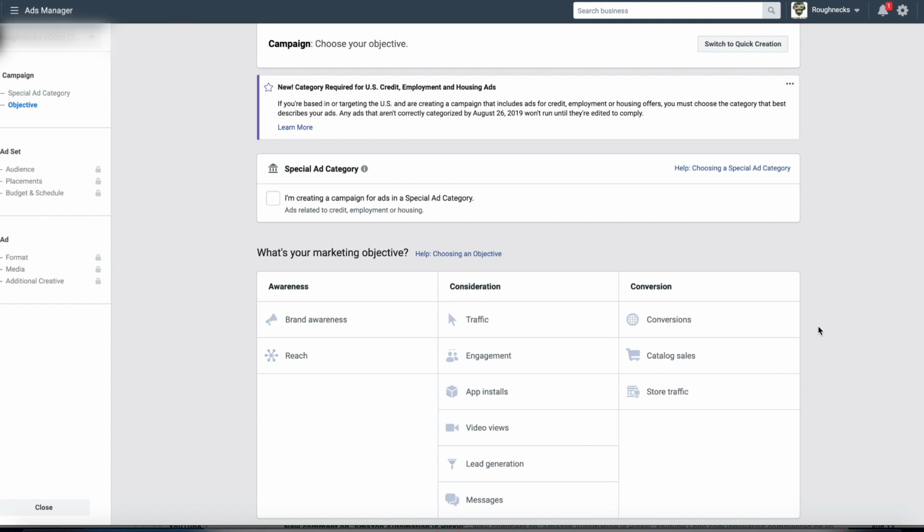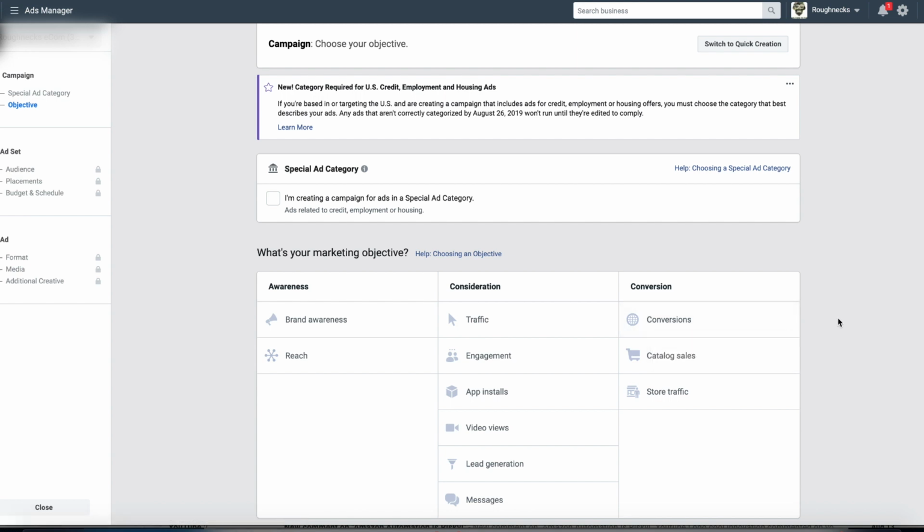Then you can build a lookalike audience off the people that have purchased from you. Or you can start marketing for conversions, because now you have conversion data. Your pixel has conversion data. So Facebook can go through and say, all right, these are the people that purchase. Let me find people that are similar to the people that have purchased from this store, from this website, and let me start marketing to them.